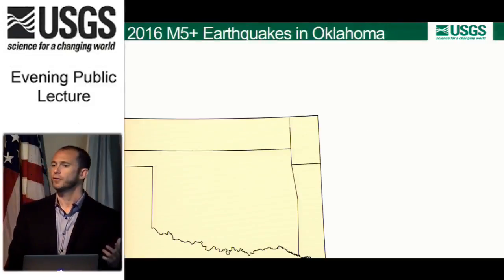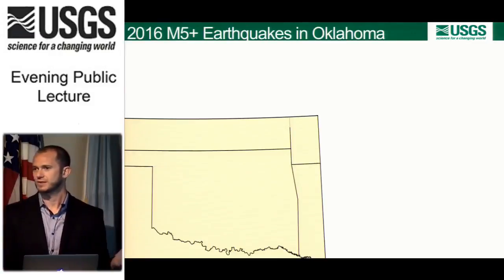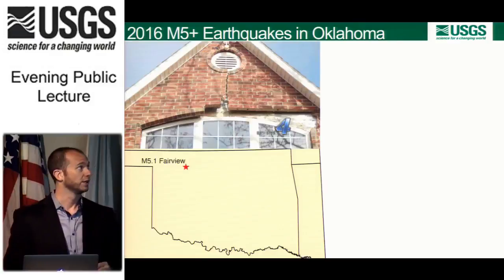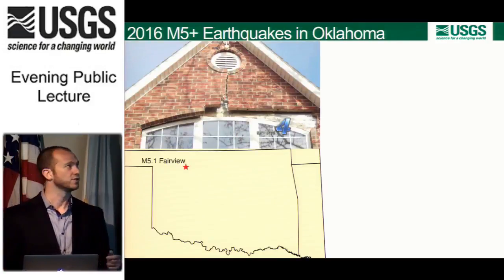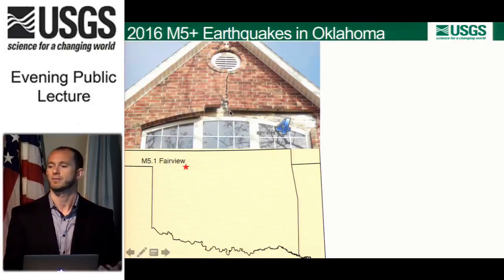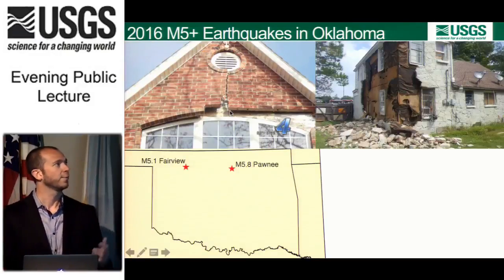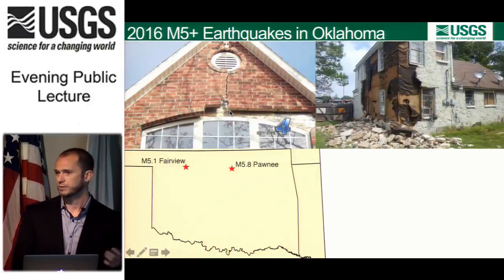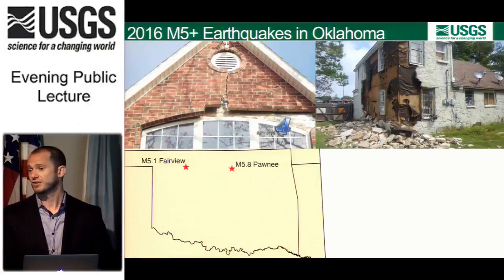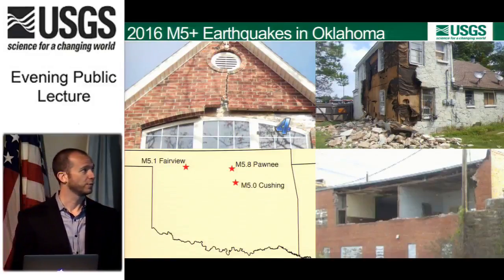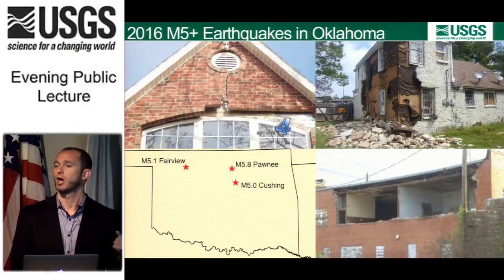And even though the earthquake rate started to decline in 2016, we continued to see large earthquakes. And in fact, 3 of the 4 largest earthquakes to occur in Oklahoma happened in 2016. The first happened just a few weeks into 2016. We had the magnitude 5.1 Fairview earthquake. You can see some small amount of damage associated with that earthquake. Then the magnitude 5.8 Pawnee earthquake was and is the largest injection-induced earthquake that we've ever observed. And then a few months later, we observed the magnitude 5.0 Cushing earthquake.